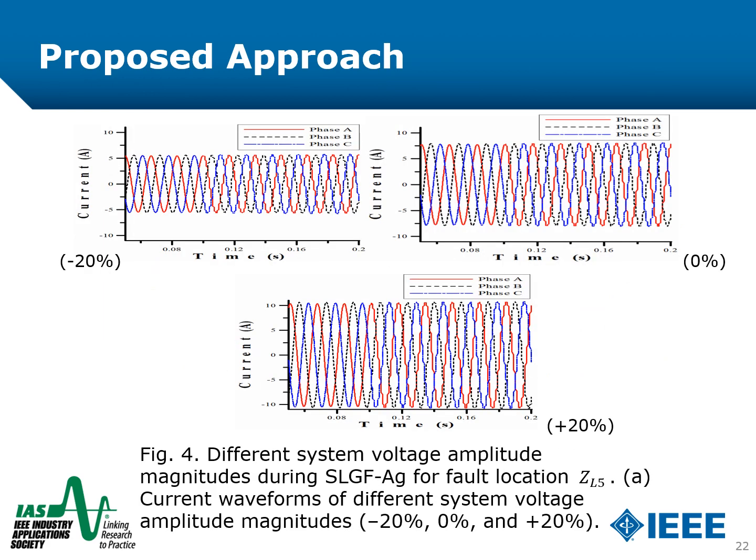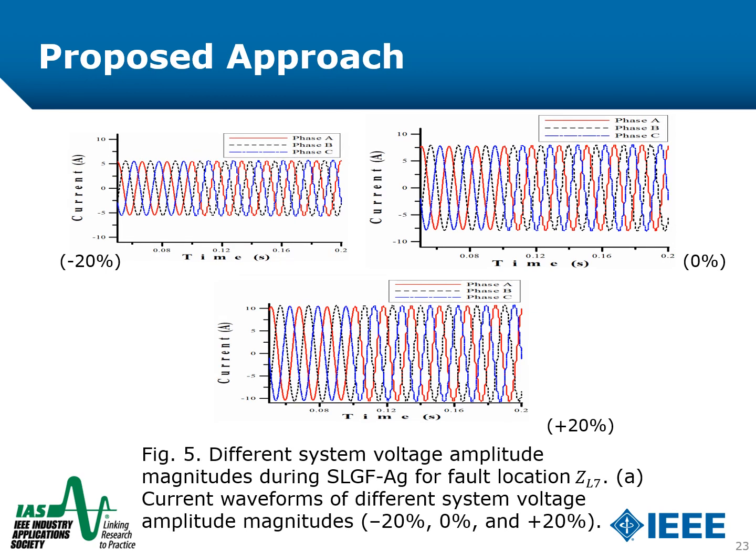Figures 4a and 5a show different fault current waveforms with three system voltage amplitude magnitudes -20, 0, and 20% of single line-to-ground faults on phase A, monitored on S-bars for fault locations ZL5 and ZL7 respectively.